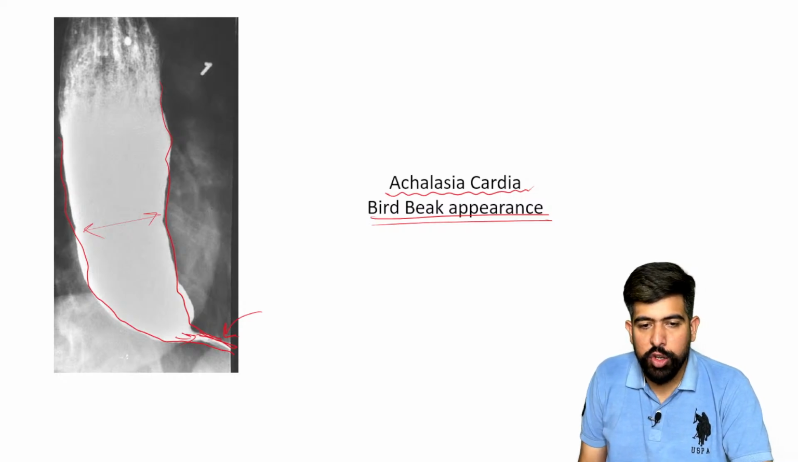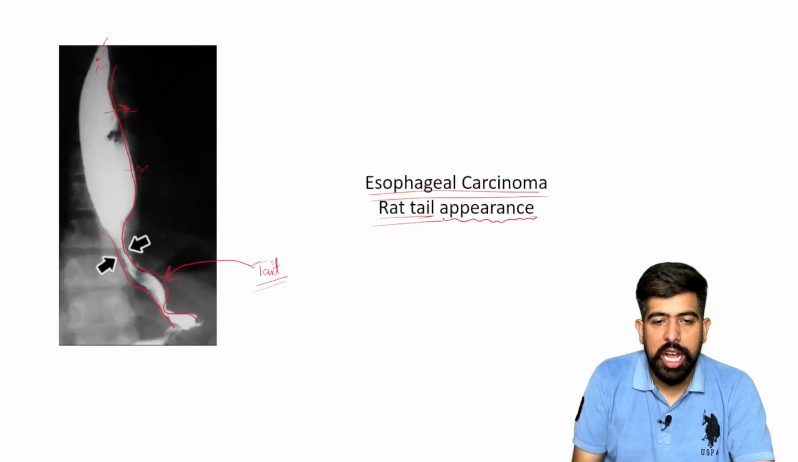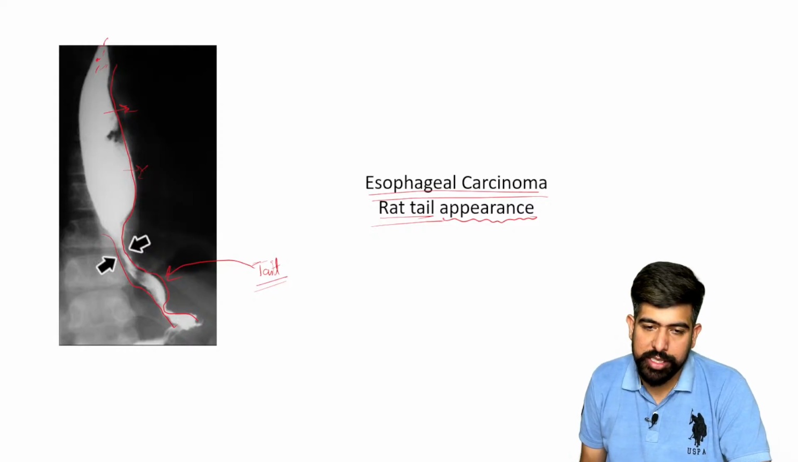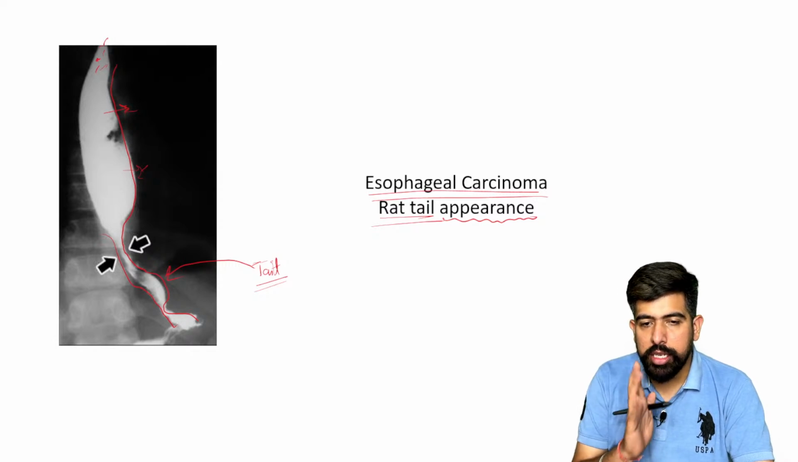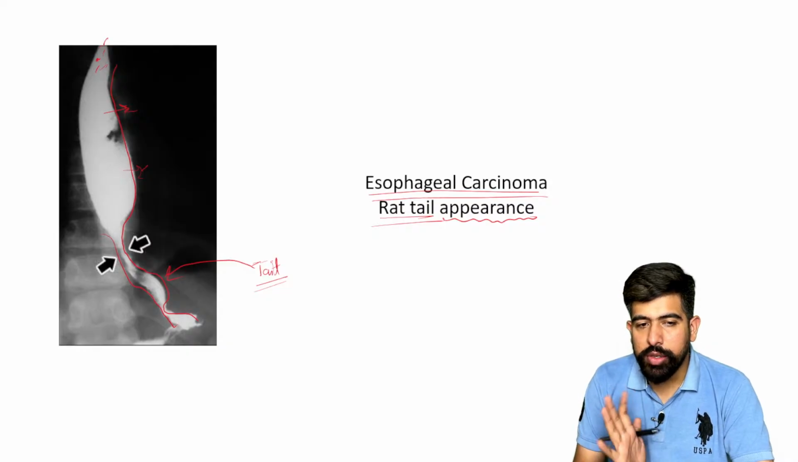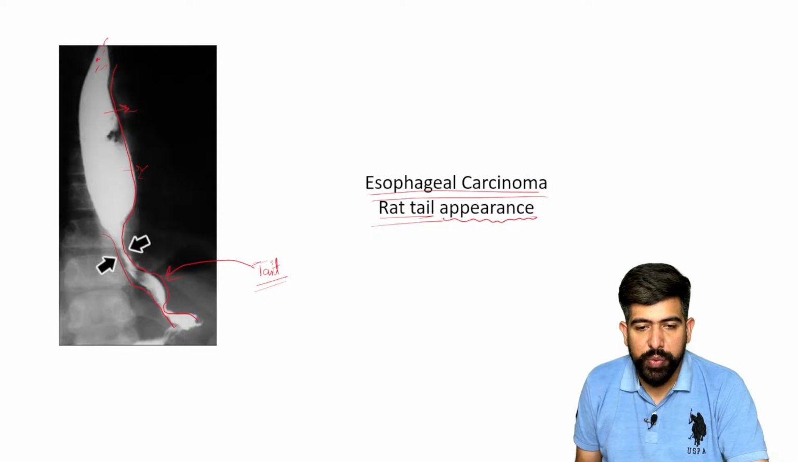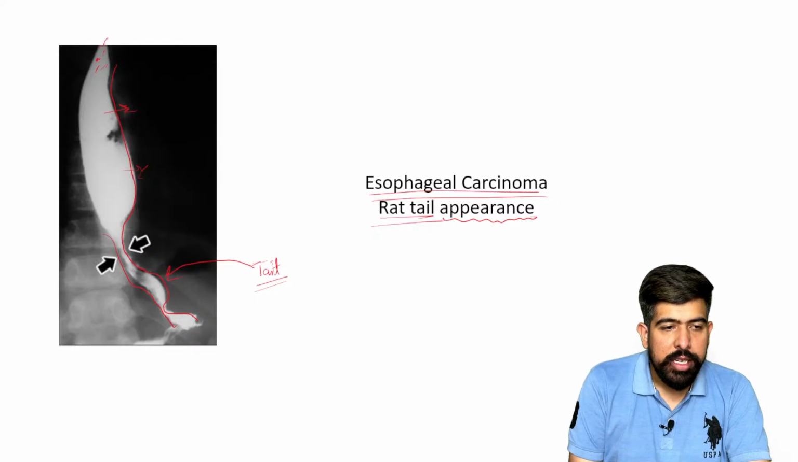The second one we are talking about is esophageal carcinoma. In esophageal carcinoma, just now I told you, the rat tail appearance can be seen. The apple core is not seen in the esophagus, doctor. Don't be confused. Apple core will not be seen over there. In esophageal carcinoma, there will be the rat tail. Write down, guys, rat tail.